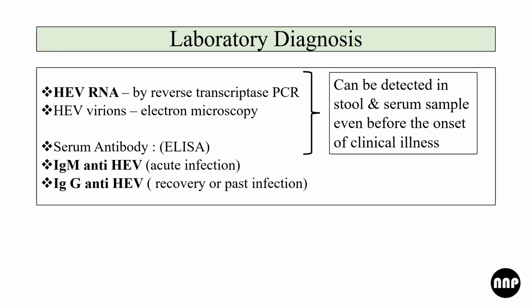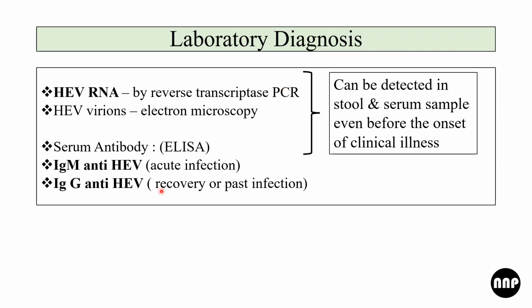Let's talk about the laboratory diagnosis, which is very important in any microbiology question. First, HEV RNA by reverse transcriptase PCR can be detected in stool or serum sample. Then HEV virions by electron microscopy. The important thing here is these two can be detected in the stool and serum sample even before the onset of clinical illness. So this is an important point.